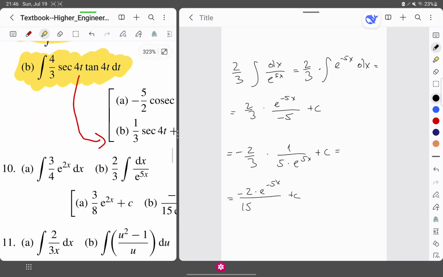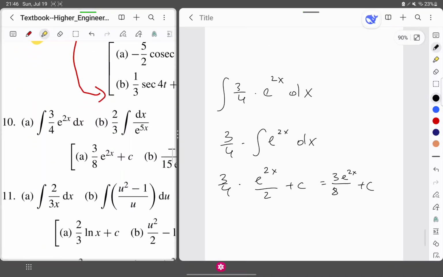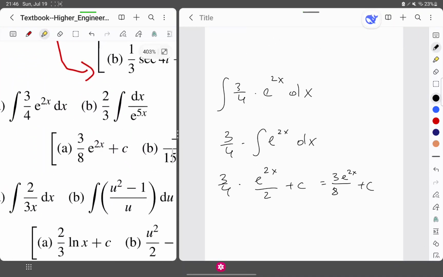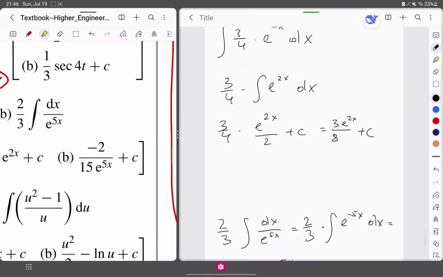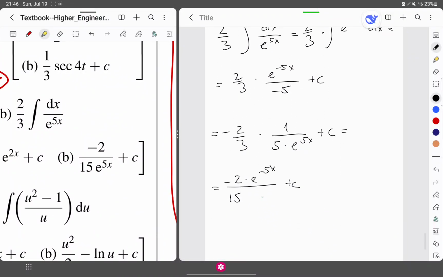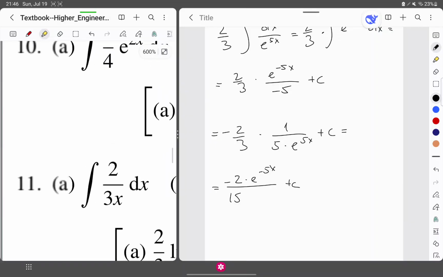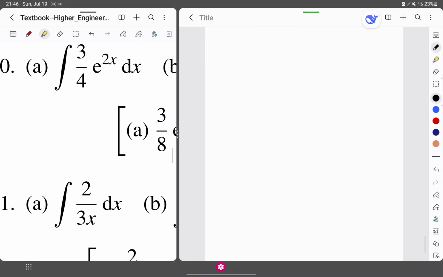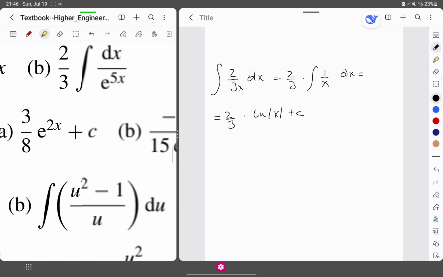Is that true? Let's check this one firstly. 3/8 e to the power of 2x plus c. It's true. Okay, what about this one? Exactly, that's true. Good job. What about this one? Integral of 2/3 dx over x. It's easy actually, because it's 2/3 times the integral of 1/x dx, and it will be 2/3 times ln x plus c. What about this one?